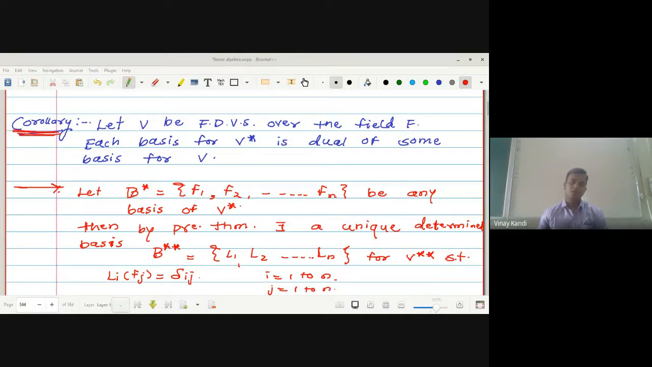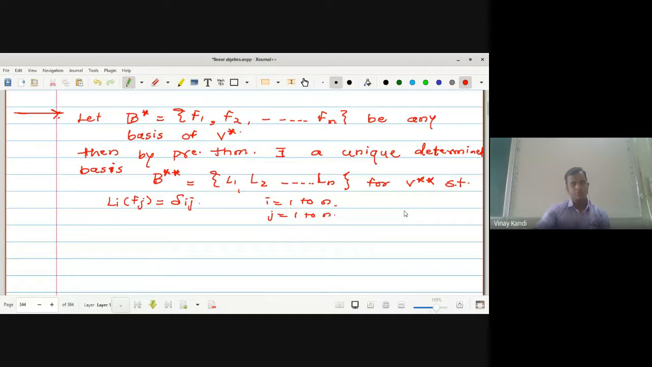In the last lecture we proved this one. If B star is equal to f1, f2 up to fn is any basis of V star, then by the previous theorem there exists a uniquely determined basis B double star, which is equal to L1, L2 up to Ln for V double star, such that Li of fj is equal to delta ij, where i runs from 1 to n and j runs from 1 to n.